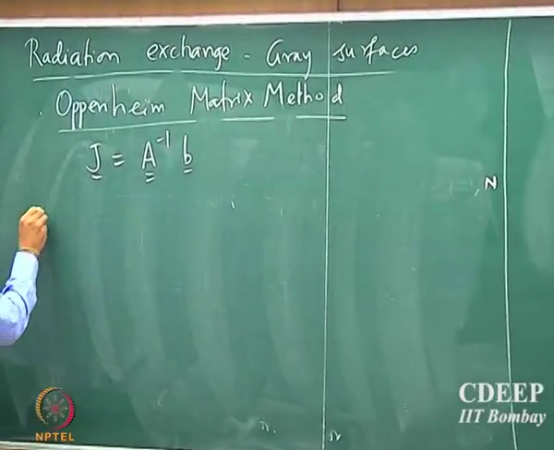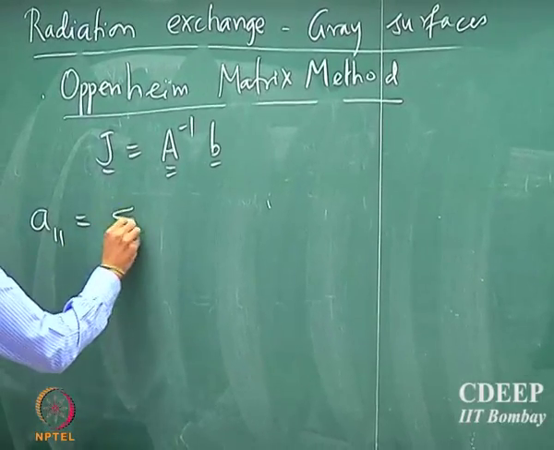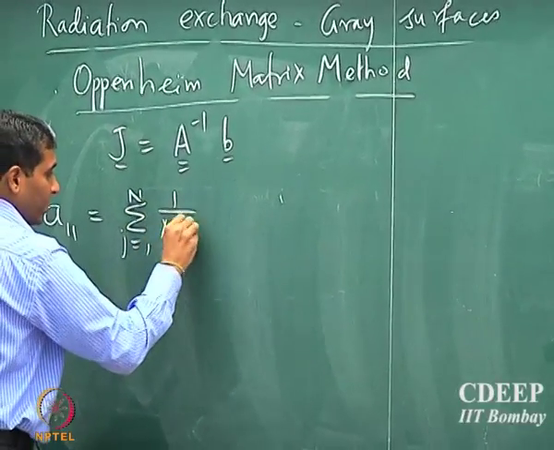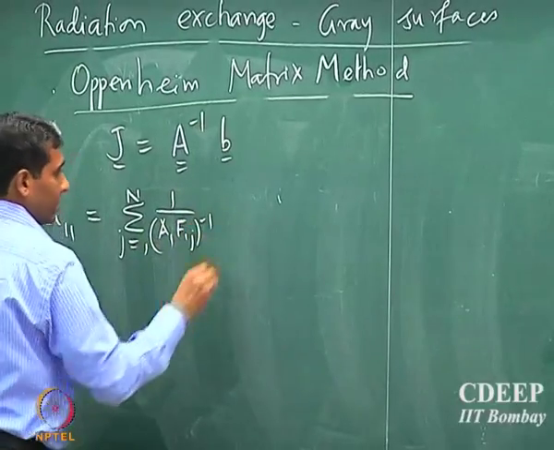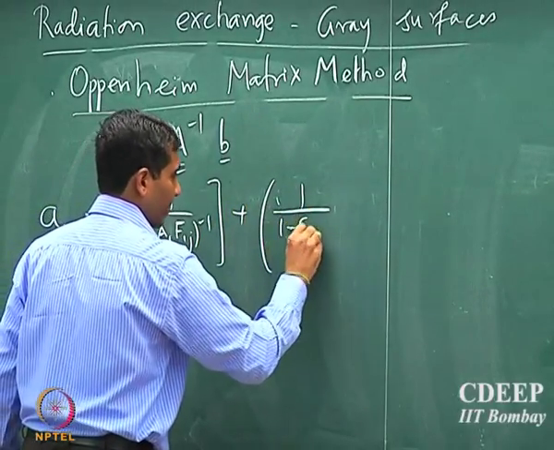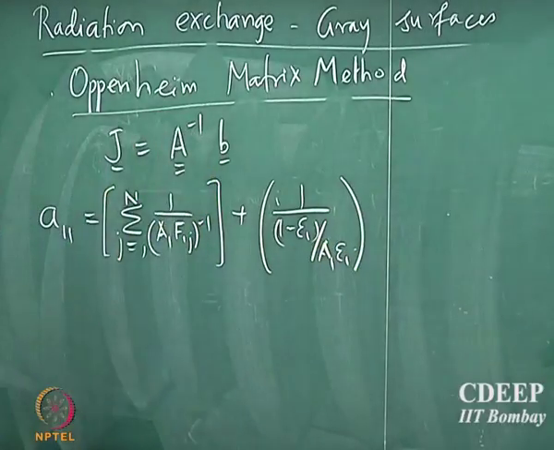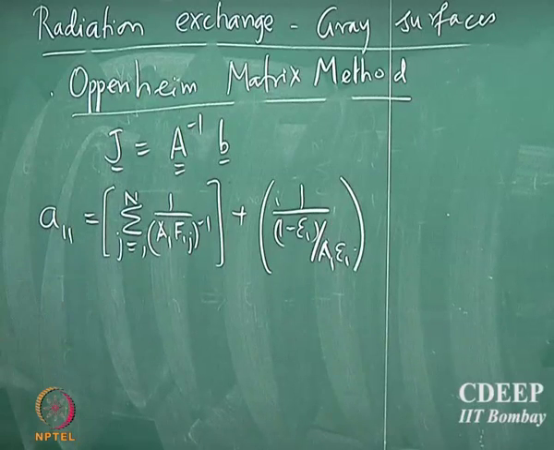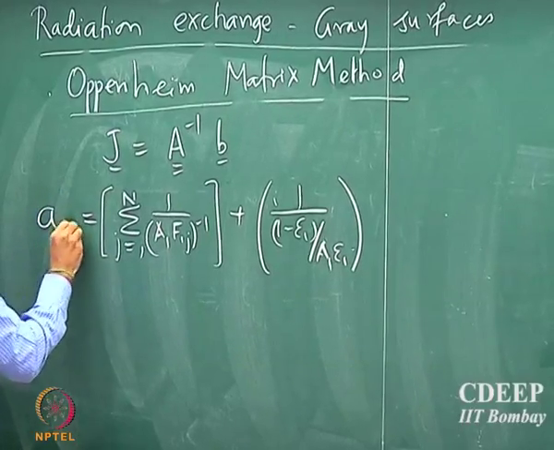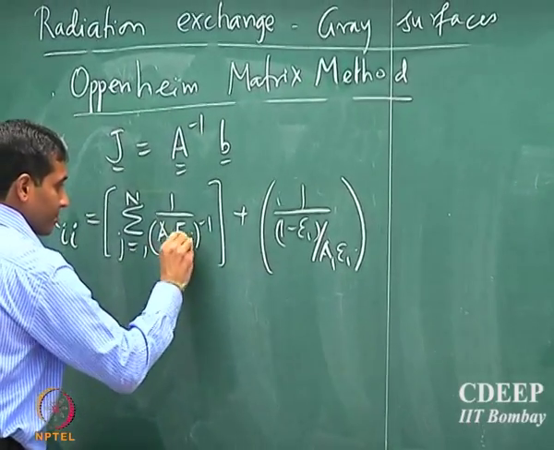So if I open up the A matrix, A11, the first element in the matrix, will be sum over all j, 1 by A1 F1j inverse, plus 1 by (1 minus epsilon 1) divided by A1 epsilon 1, okay. So that will be the first term. So if I now want to find the general diagonal term, Aii will simply be, I replace 1 with i, okay.